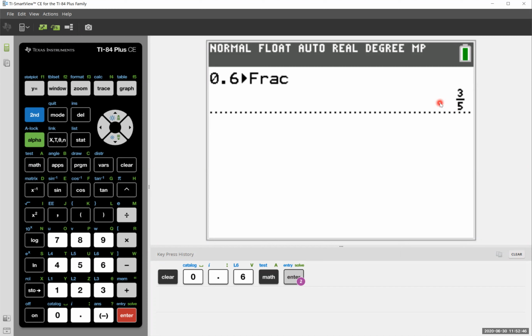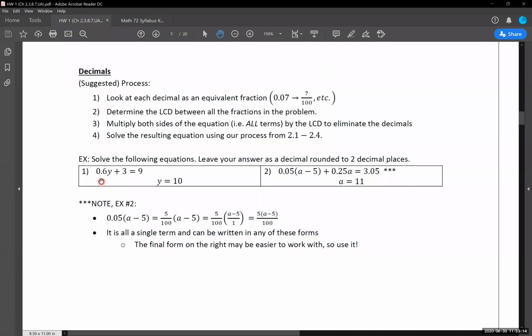So for solving that, I've just converted that decimal into a fraction, and now I can solve this using the method that we just went through for solving these equations with fractions. Looking at our second example from the notes that we have, I'll jump us over here just for the sake of being able to reference these. So we work with 0.6 here.